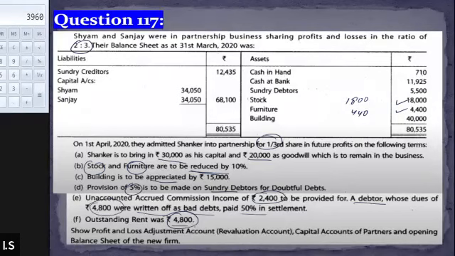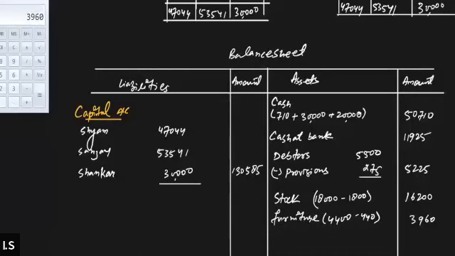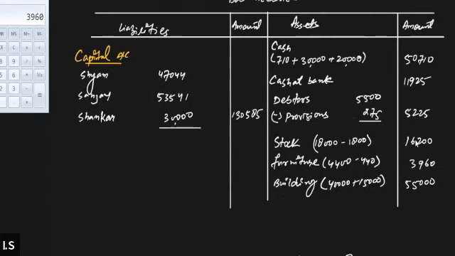Yes, sir. And the value of the building also appreciated by 15,000. That means the new value of the building will be 40,000 plus 15,000, this will be 55,000. Done.